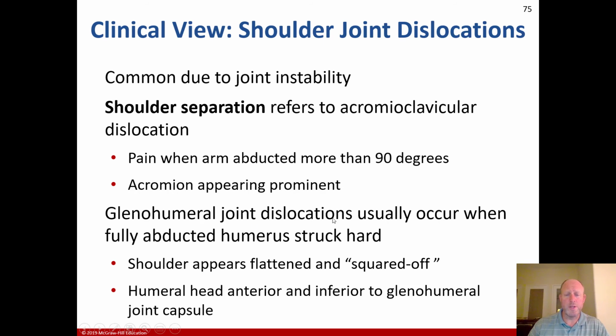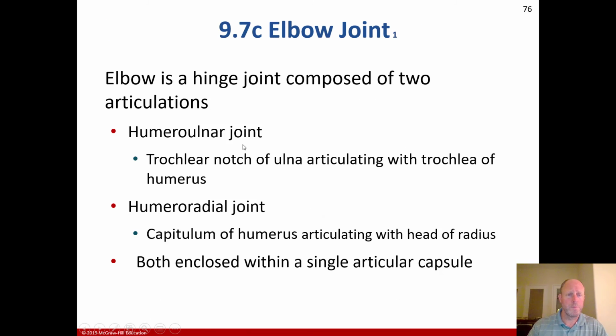The glenohumeral joint dislocates when the humerus is fully abducted and struck hard, forcing it into more abduction than it's capable of achieving. And then the shoulder appears flattened and squared off. That humeral head is anterior and inferior to the glenohumeral joint capsule.